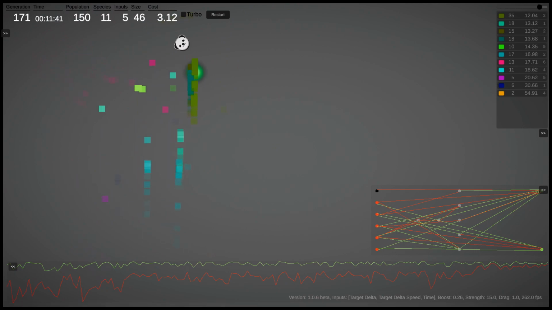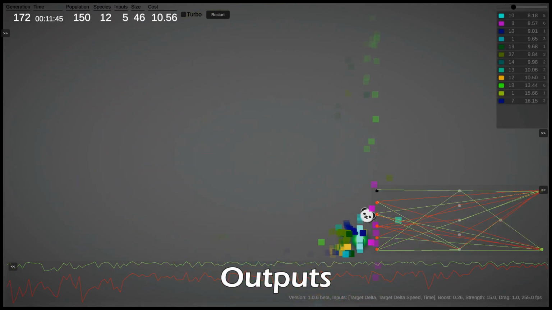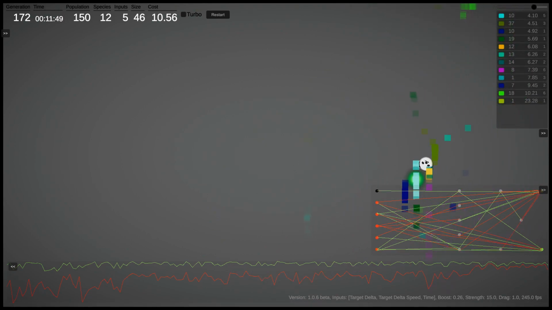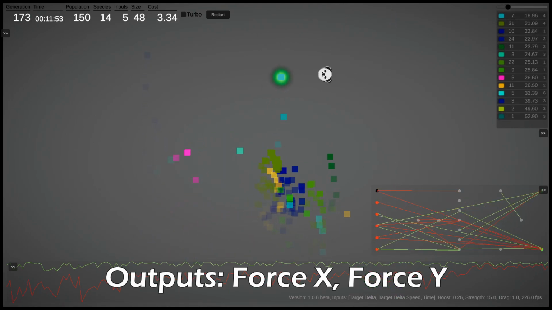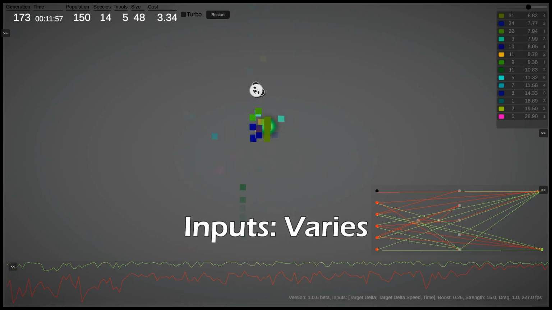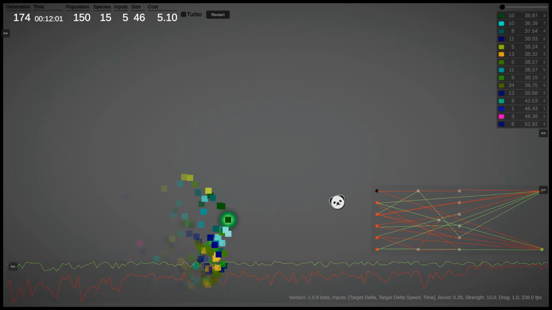The creatures in this episode have two outputs that control their movement on the game field. The first output controls a force along the x-axis. The second output controls a force along the y-axis. Together they allow the creature to determine the direction to accelerate. The inputs provided to the creature will be varied throughout the different experiments.